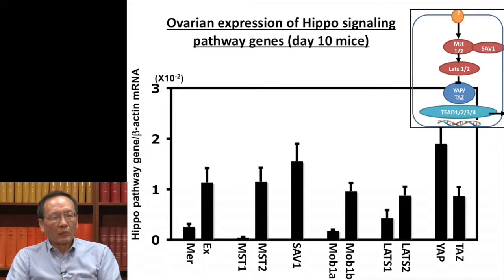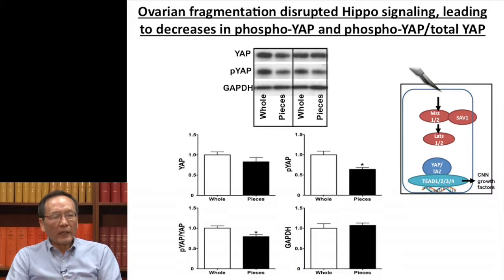We can see them based on the RT-PCR analysis. And theoretically, our cutting is probably disrupting this pathway so that it cannot phosphorylate YAP. So YAP will be under-phosphorylated. As you can see on the left-hand side, the phospho-YAP is actually decreased after cutting into pieces. And if YAP is under-phosphorylated, it will go to the nuclei and it will stimulate downstream CCN growth factors, based on the fly data.